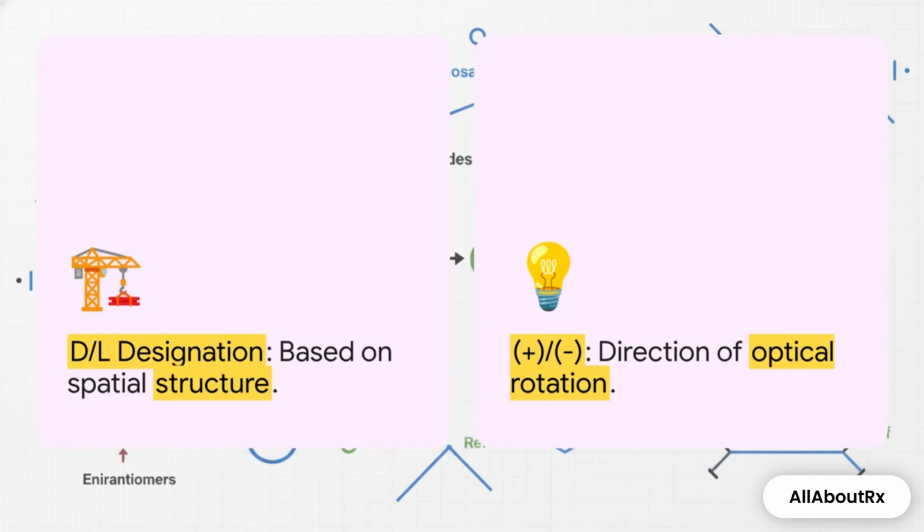So here's the crucial point, and it's honestly the biggest trap in biochemistry. Do not assume that a D-designated sugar automatically rotates plane polarized light to the right. D and L designation is strictly about the spatial structure around that penultimate carbon we just talked about. The plus and minus signs, on the other hand, dictate optical rotation, meaning which way the actual substance bends light in a polarimeter. They are absolutely not the same thing.